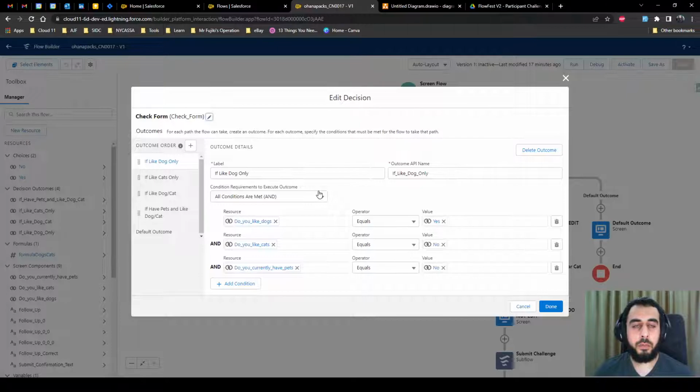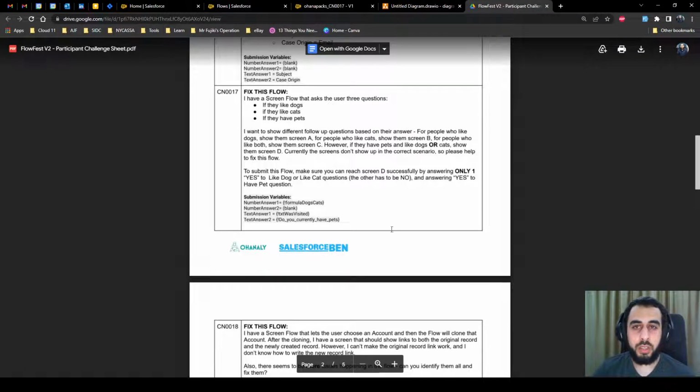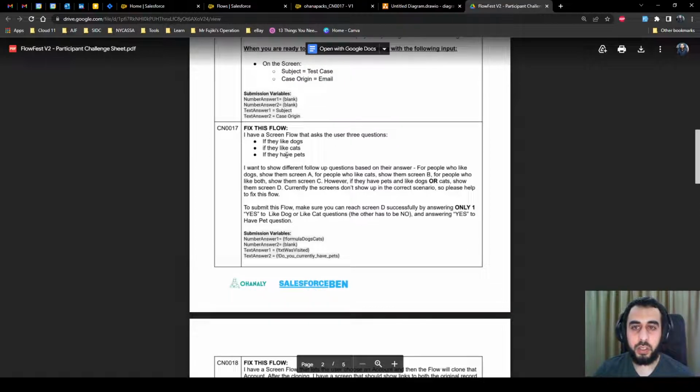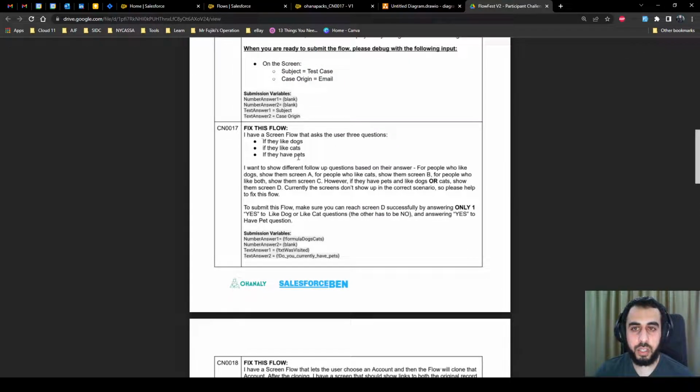Now, one thing, I will look at the last one first. Do you currently have pets? If some people like dogs only, does that mean that they have dogs or they have pets? From the description here, we have those 3 statements: if they like dogs, if they like cats, if they have pets. So the last one, if they have, gives me the impression that the other 2 don't have pets.